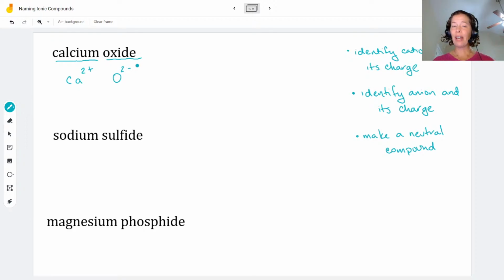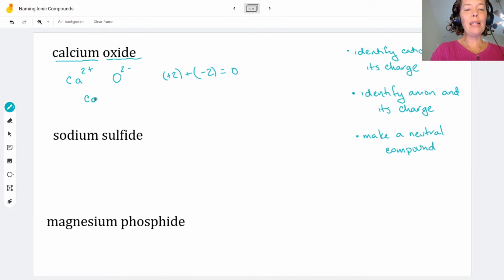Okay, so we've identified our cation, we've identified our anion, we have our charges, we need to make a neutral compound. So our charges need to add to give us 0. Well, right now we have a +2 charge and we have a -2 charge. Those already add to give us 0. So we don't need to change this formula at all. It's fine just the way it is.